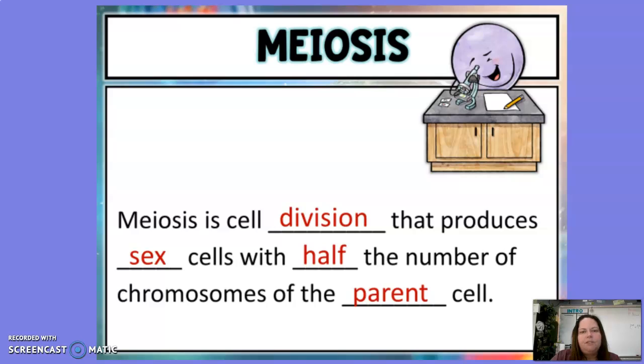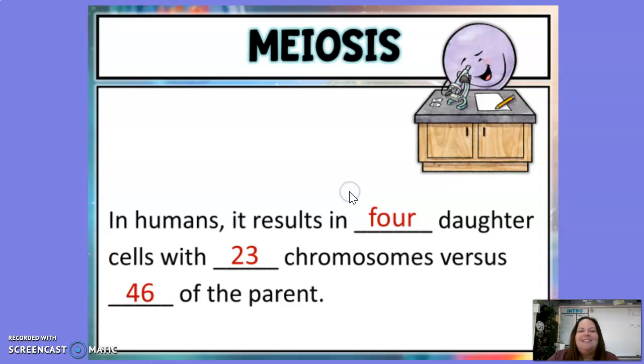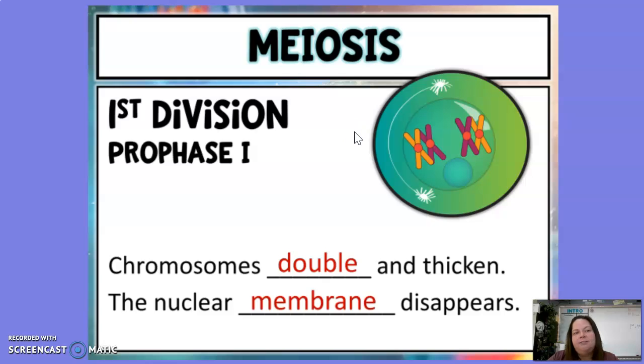Okay? All right, here's where you're going to start adding to your notes. Meiosis is cell division that produces sex cells with half the number of chromosomes of the parent cell. Okay, again, meiosis is all about sexual reproduction. It's about making more mini-me's, meiosis, okay, mini-me. Then in humans, it results in 4 daughter cells, whereas before we were only getting 2, now we get 4 because we go through division twice. Each of these daughter cells has 23 chromosomes versus the 46 that we saw with mitosis.